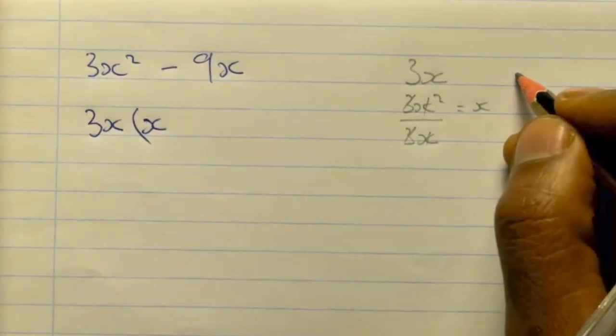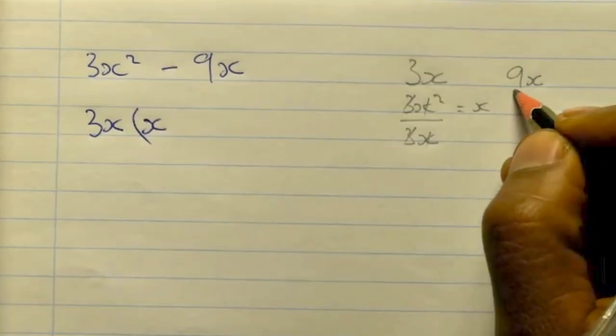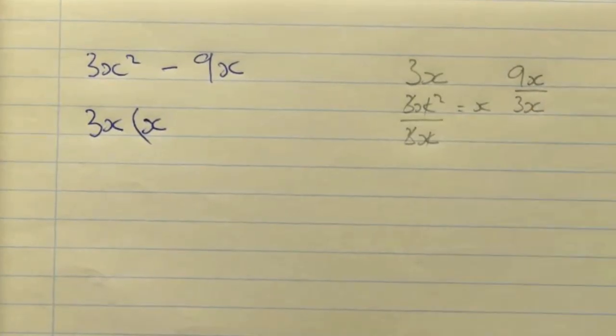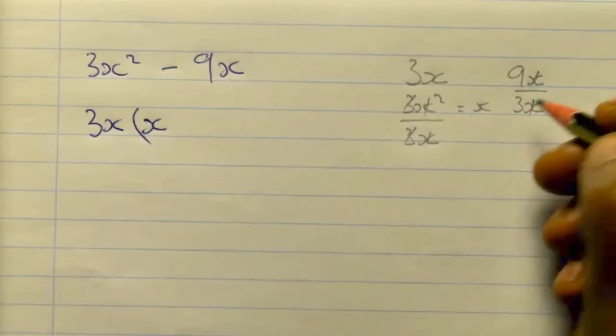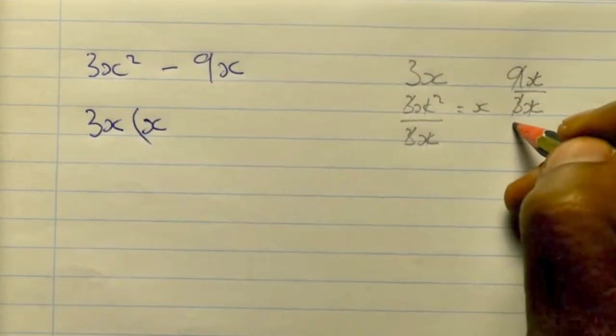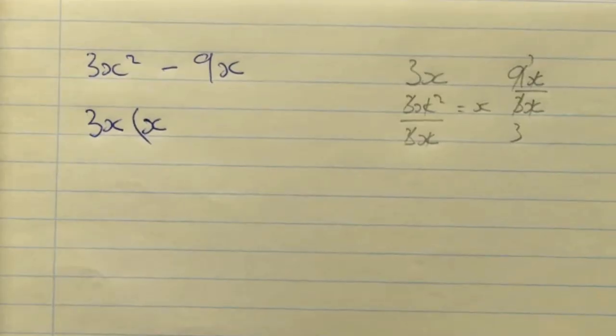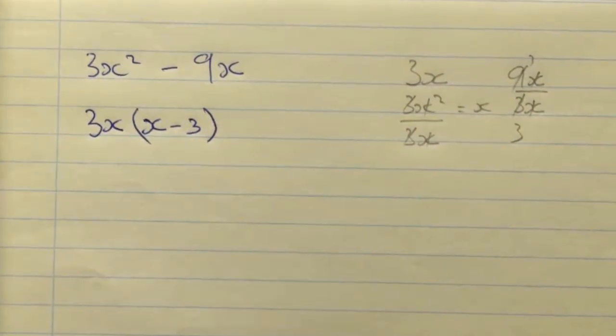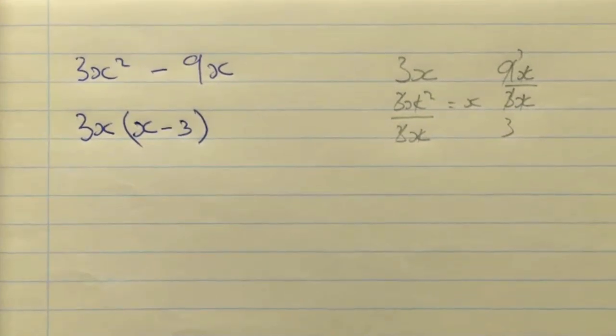Then you take your 9x, over your 3x. Then you do what? You scratch. Then your final answer is what? It's 3, isn't it? Okay. Then you write your 3 there. Don't forget your sign. Don't forget your number. Don't forget to close your bracket.